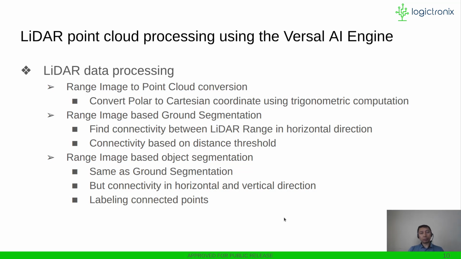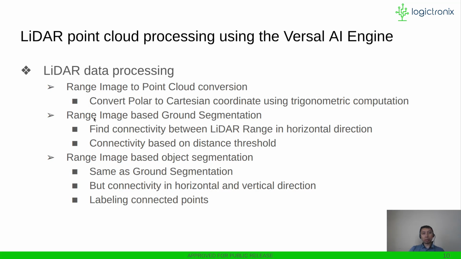Okay, so regarding LiDAR data processing, there are basically three types of processing we can do currently. The first one is range image to point cloud data conversion, where we convert the range image or polar coordinate data into point cloud three-dimensional Cartesian coordinate data using trigonometric computation.